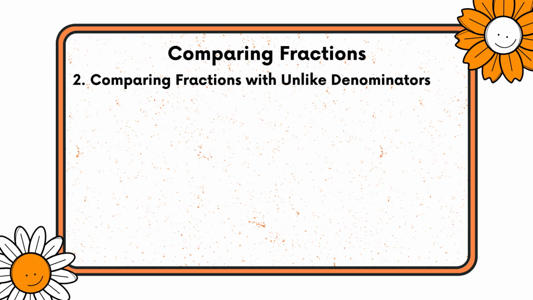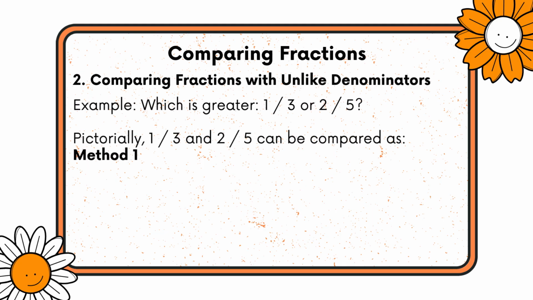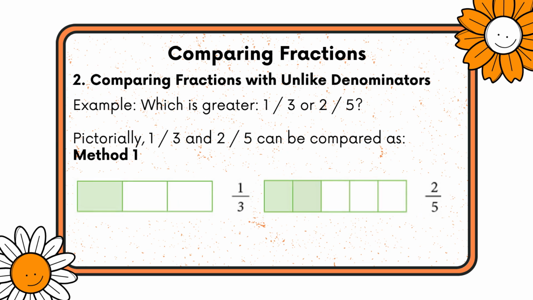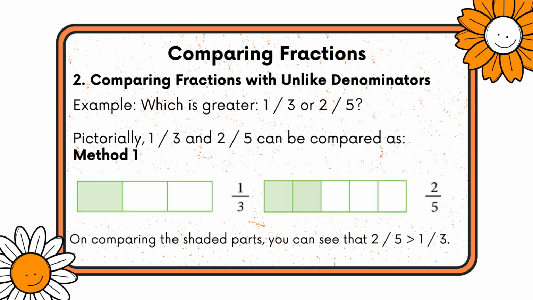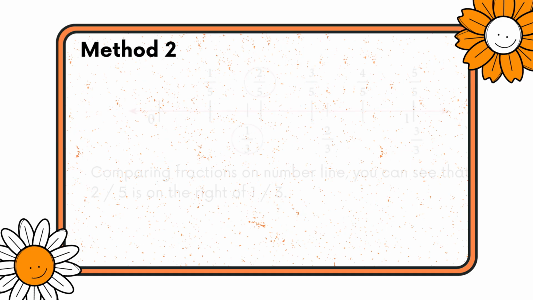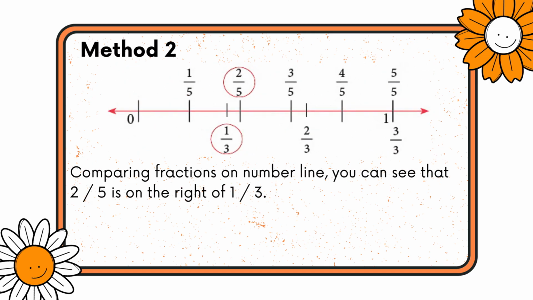Now, let's compare fractions with unlike denominators. Let's look at another example. Which is greater, 1 by 3 or 2 by 5? Pictorially, 1 by 3 and 2 by 5 can be compared as method 1. Here, on comparing the shaded parts, you can see that 2 by 5 is greater than 1 by 3. Using the second method, comparing fractions on a number line, you can see that 2 by 5 is on the right of 1 by 3. Hence, 2 by 5 is greater than 1 by 3, or 1 by 3 is less than 2 by 5.